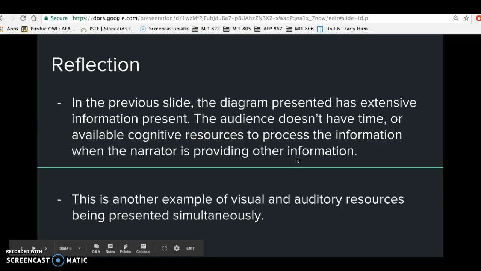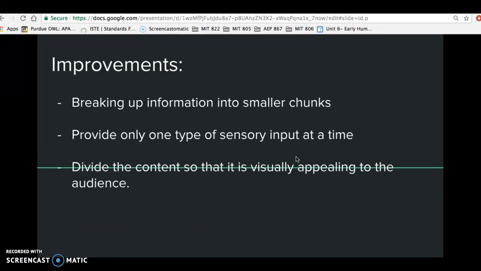The reason that that's bad is in that previous slide, the diagram presented had extensive information. The audience doesn't have time or the available resources to process the information when the narrator is providing other information. This is another example of visual and auditory resources being presented simultaneously. When this is happening, we can't handle that cognitive load, so our audience is not getting out of it what we're wanting them to.